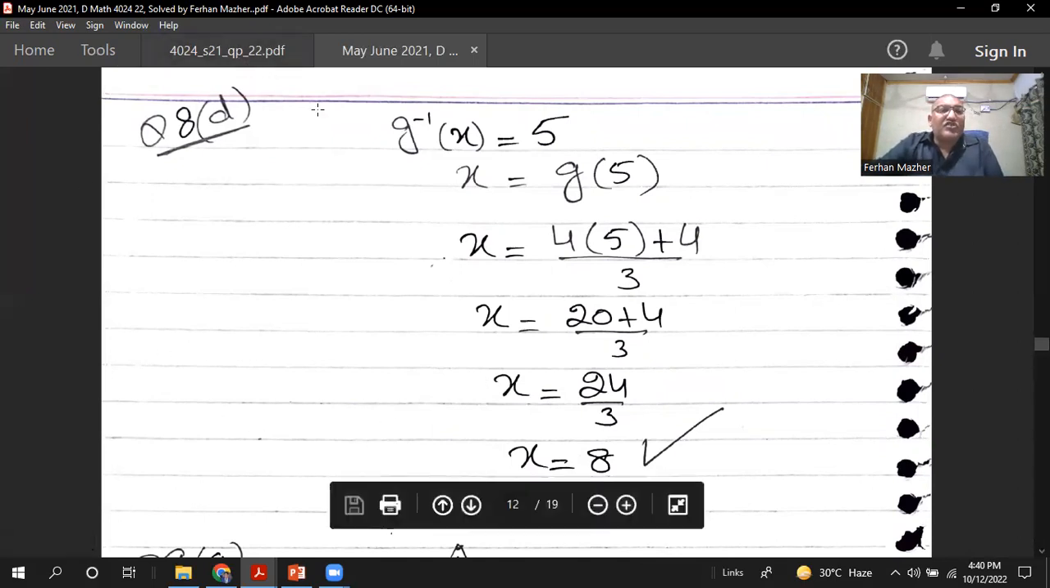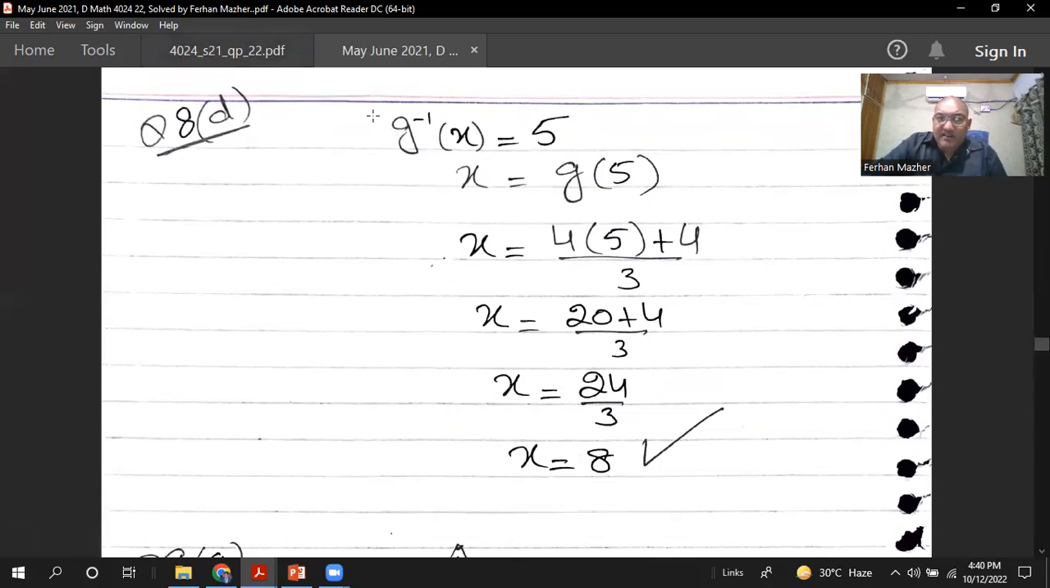So this is how you will do question number 8, this D part. A little trick is here. Okay, I hope you understand this. This g has been taken to the other side, it becomes g of 5.